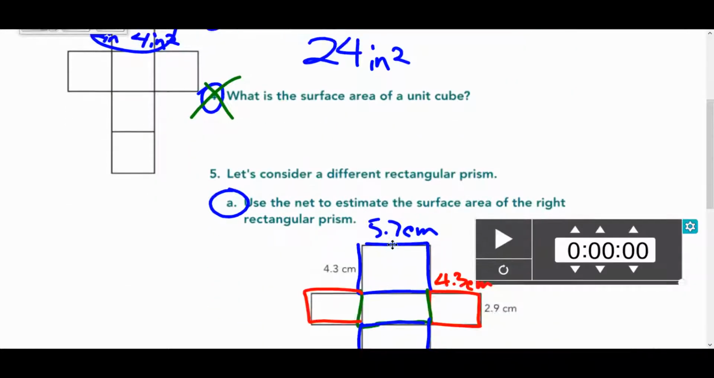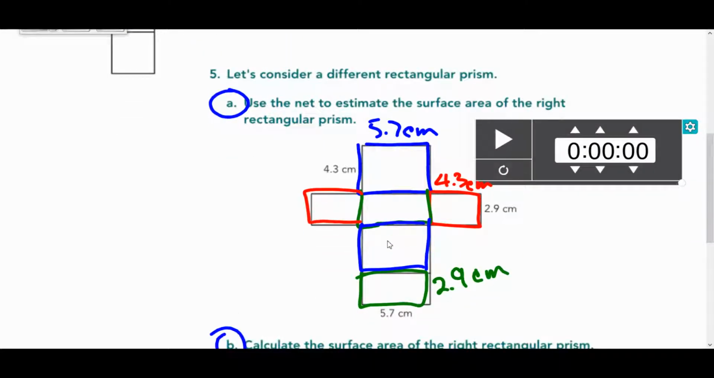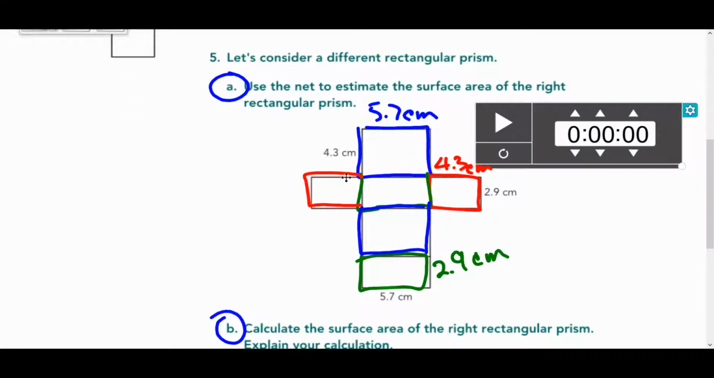All right? But then we ran into this challenge. All right? This is not a cube. This is not a square. And again, remember, the number one rule in geometry is not to assume anything about the drawing, just based on the drawing. So we have to use our brains to kind of figure out and piece it together.